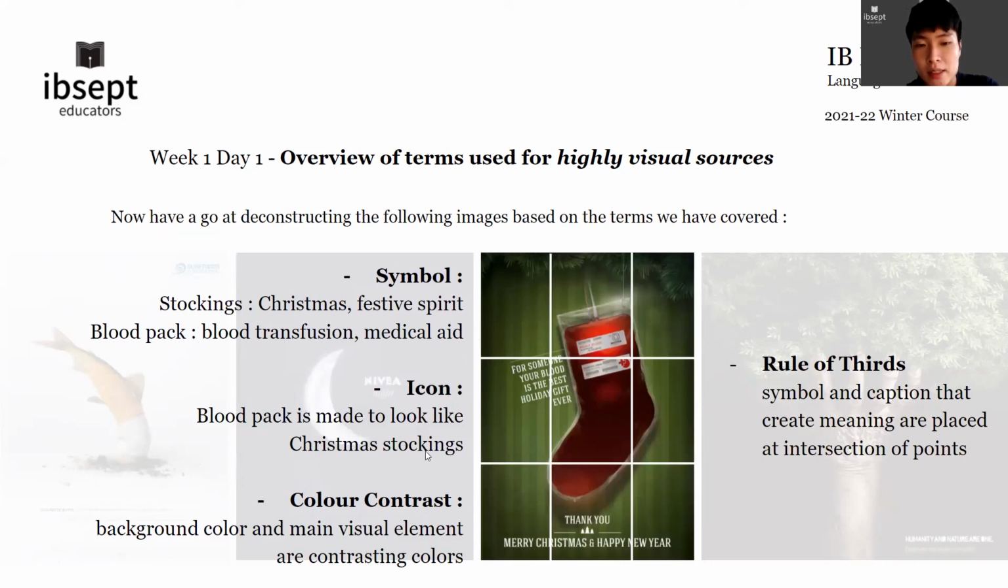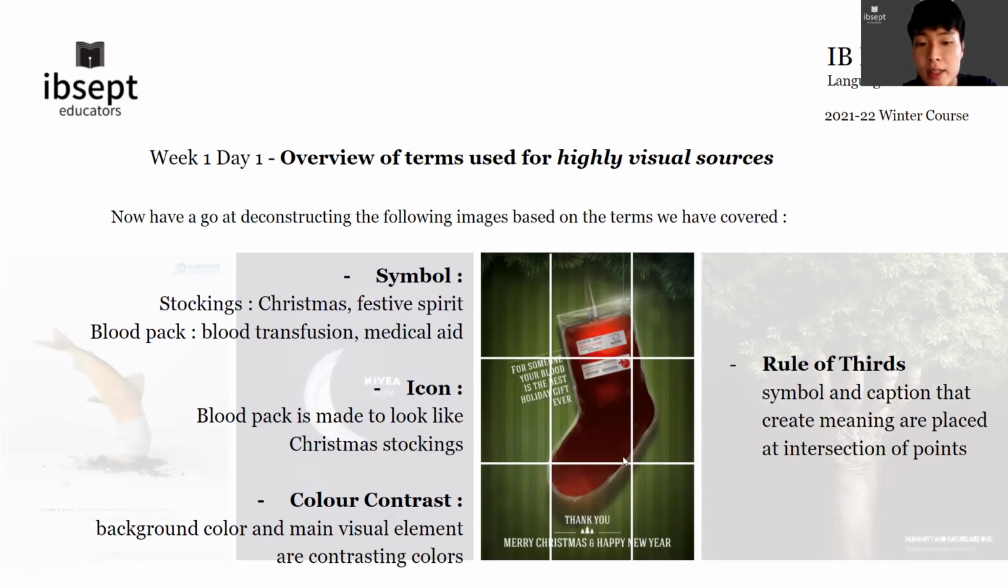So 2 of them are signifiers. First of all, we need to look at them separately as symbols. So this is supposed to represent a stocking, which conveys, well, for a predominantly Western audience, it would convey the notion of Christmas, the festive spirit. At the same time, it is a blood pack, which, as we all know, is associated with blood transfusions, medical aid, life-saving, just hospital aid. And the 2 combine to create an icon. The blood pack is made to look like a Christmas stocking. So there you have 2 different signifiers at work at the same time.